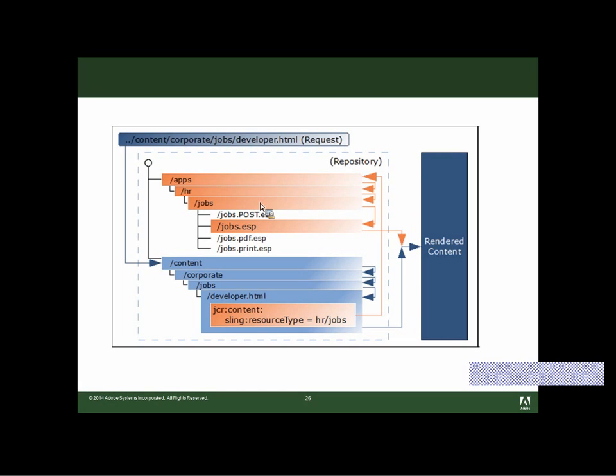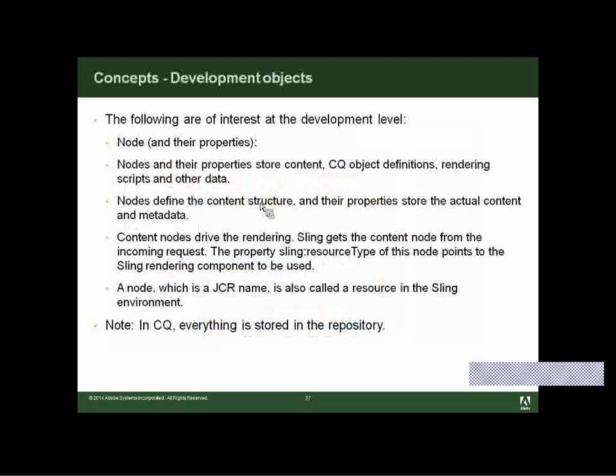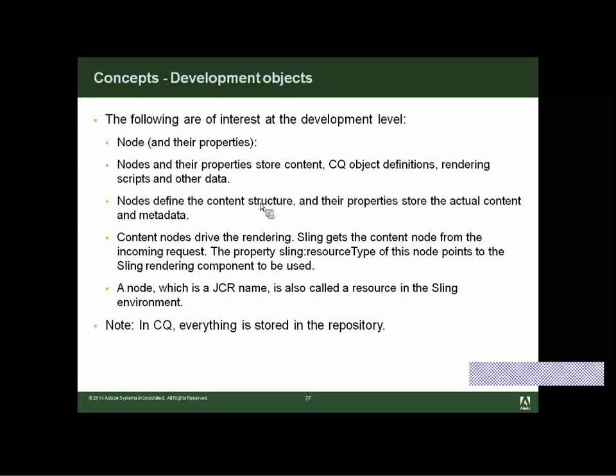So each node inside the hierarchy has properties. It actually stores the information about what that node is about. Is it a content node or is it a configuration node? What it is depends on the properties.